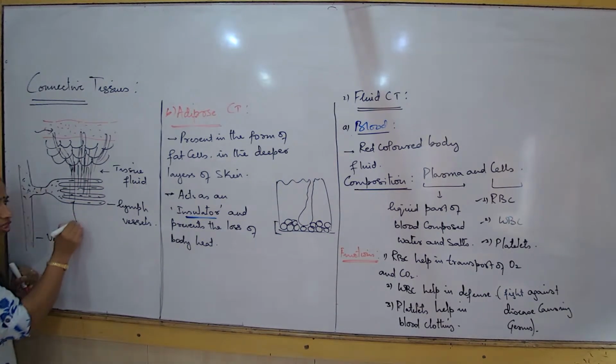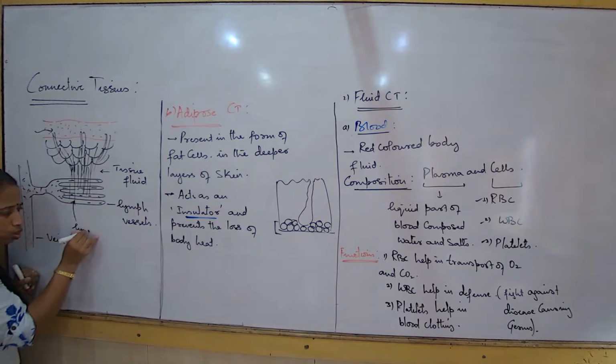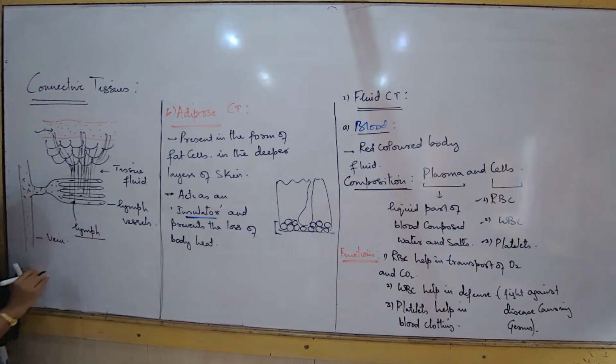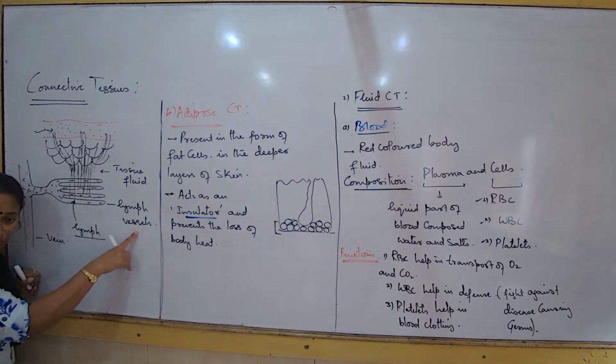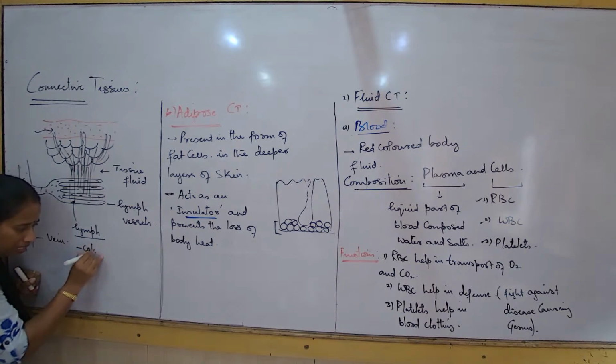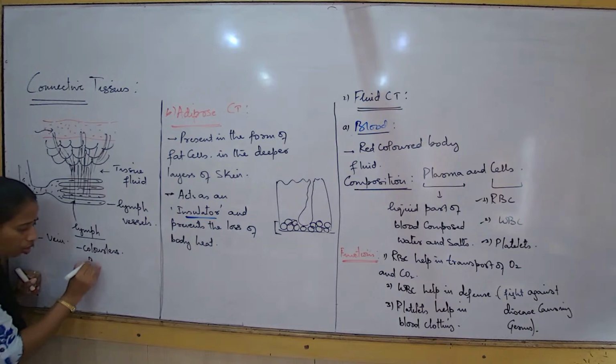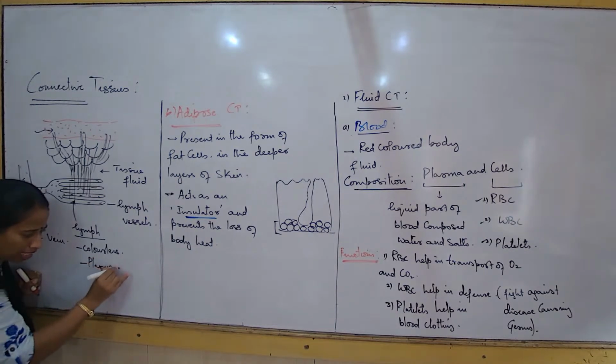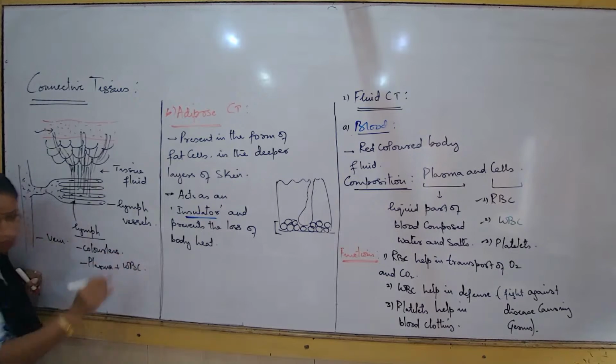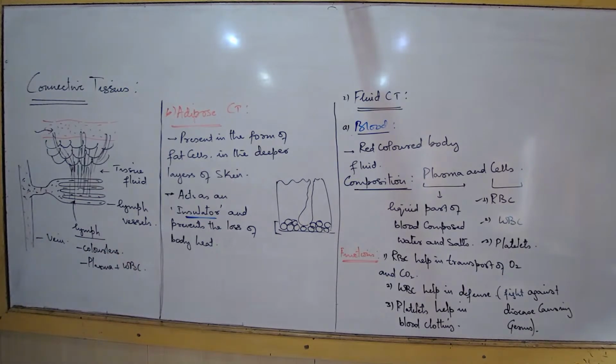So if I have to talk about this fluid, it is known as lymph, and it is a colorless body fluid. It is running in lymph vessels, and it is colorless. What would be its composition? Composition would be plasma and few cells, only WBCs are there, nothing else. So the few cells are WBC cells.